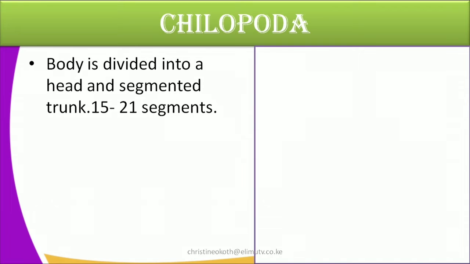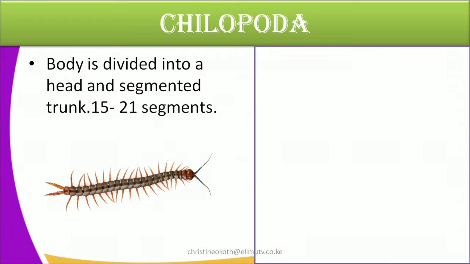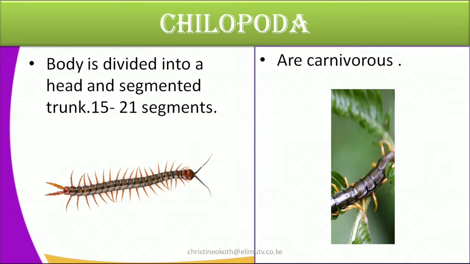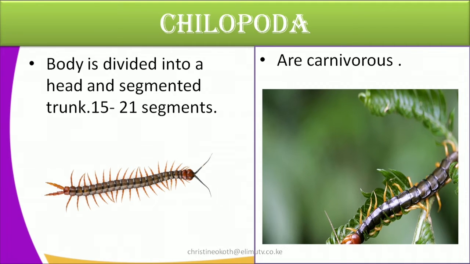Another characteristic of the Chilopoda, the bodies are divided into segments. That is, we have the head and the segmented trunk. The segments can range from 15 to 21 segments. So their bodies are divided into the head and the trunk, which is made of different segments. Then another characteristic of the Chilopoda, they are carnivorous. That means that they feed on flesh. So these ones are carnivorous, while the Diplopoda were herbivorous.